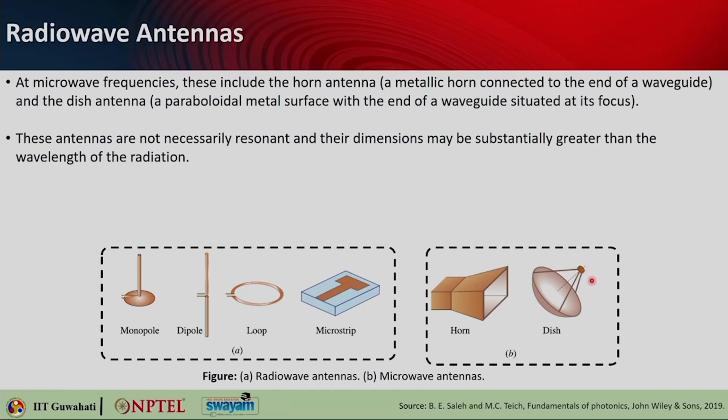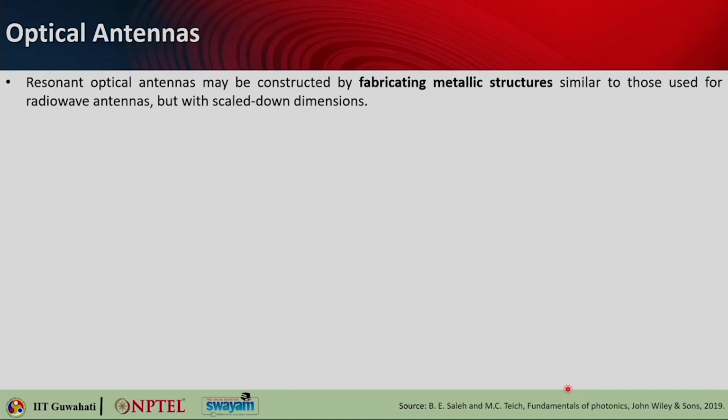Now, these antennas are not necessarily resonant, and their dimensions must be substantially greater than the wavelength of the radiation. So, that is the difference between the monopole and dipole antennas, that is the radio wave antennas, and the microwave antennas. Now, coming to optical antennas or plasmonic antennas for that matter, we will better say optical antennas.